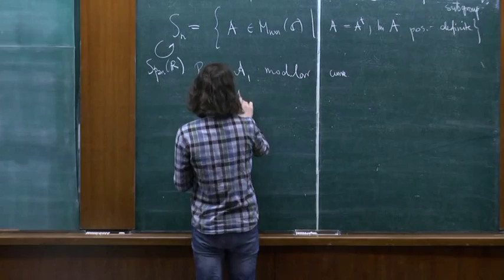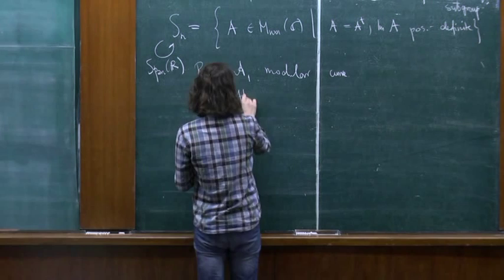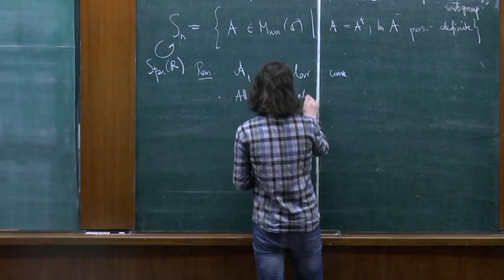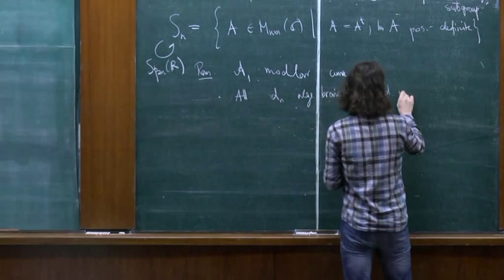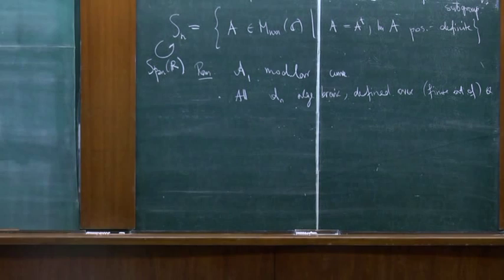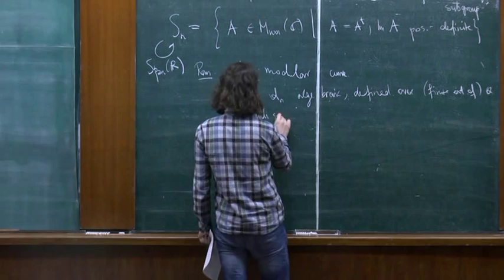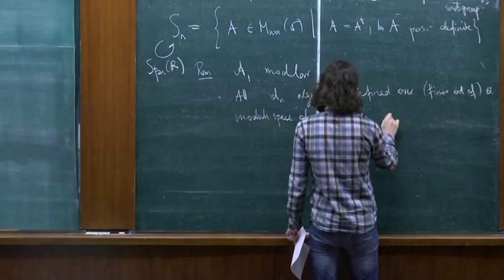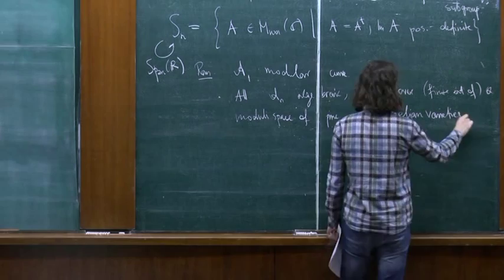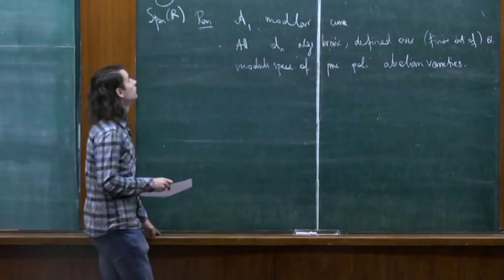And so all of these, contrary to these locally symmetric spaces for GL_N, these guys for the symplectic groups behave just like the modular curve. So all these A_N are algebraic and defined over, well, maybe a finite extension of Q. And so the algebraic meaning is that they are a moduli space of principally polarized abelian varieties.